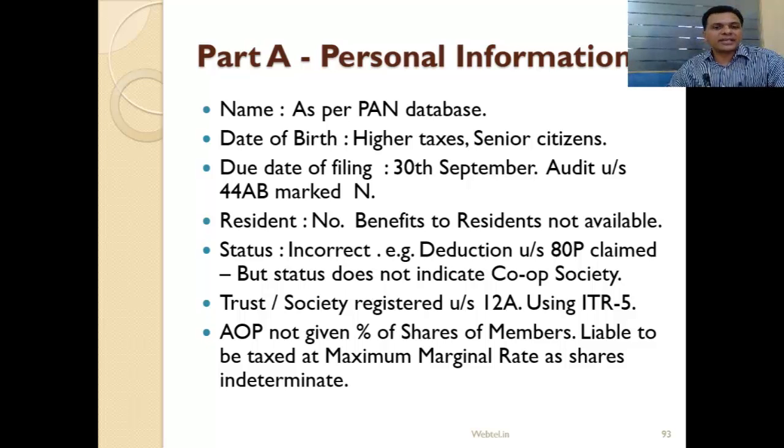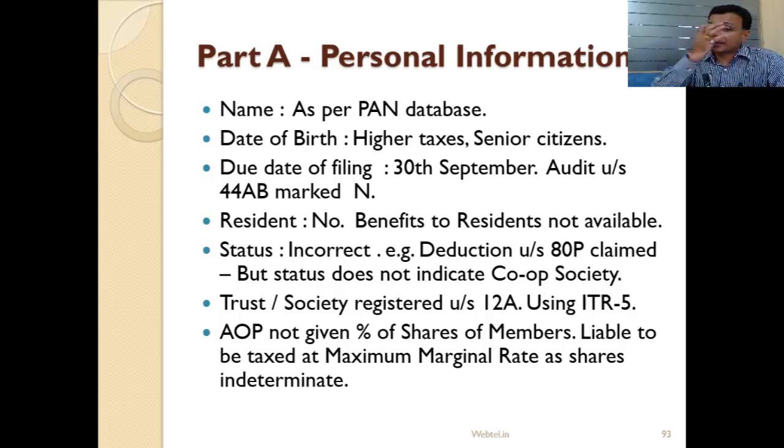Similarly, if, when it asks you whether you are a resident or not, you say no, then the benefits of resident will not be available to you. Similarly, if the status is incorrect, like in the case of a cooperative society, if you do not give the correct status and you claim deduction under section 80P, it will be disallowed.